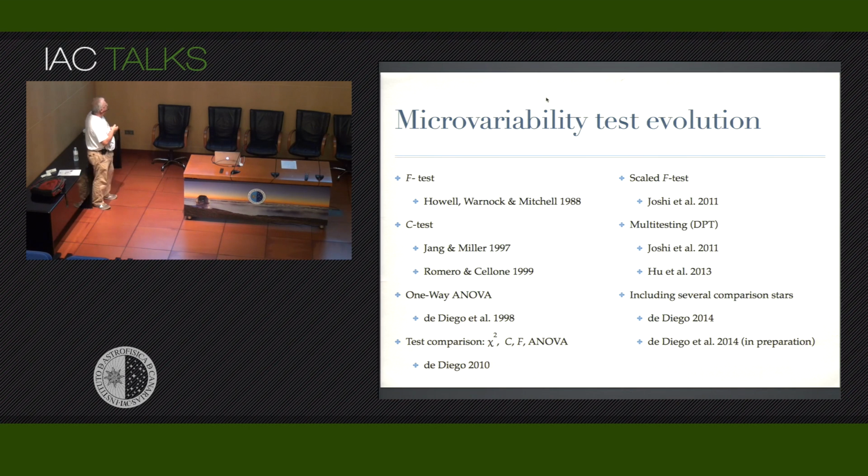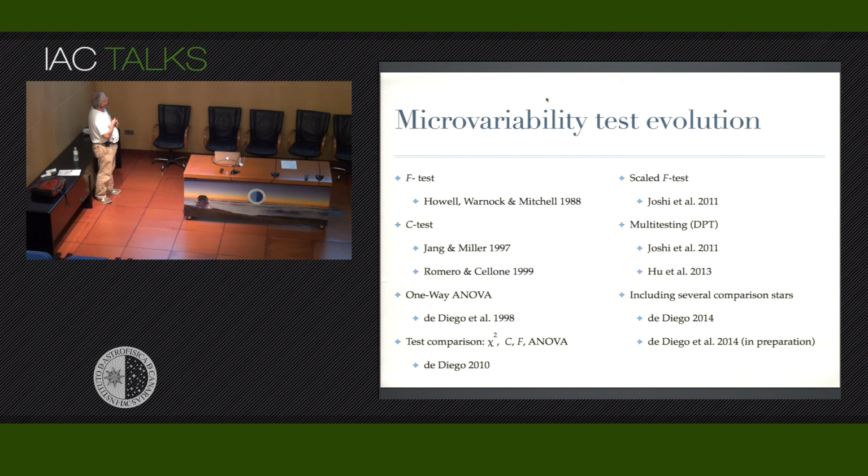These authors made this multi-testing using what I call the double positive test. It means that they use two tests, and they say the object varies only if both tests reject the null hypothesis. The null hypothesis in this case is non-variability. If they reject that it is non-variable, then they accept that it is variable. But this multi-testing has problems that I will show you later.